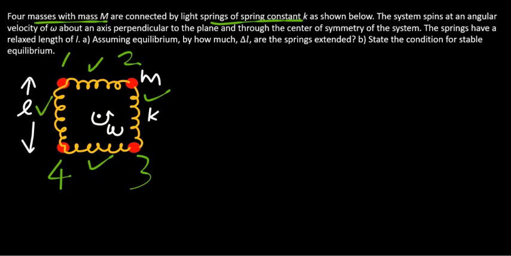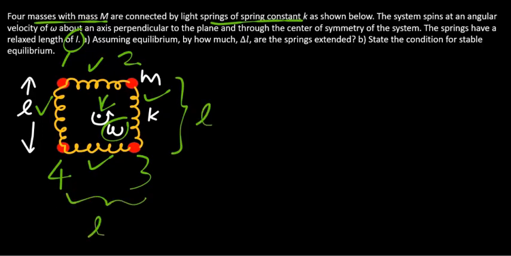The system spins at an angular velocity omega about an axis perpendicular to the plane and through the center of symmetry of the system. So we have represented the axis of rotation with a dot in the middle, and the whole system spins in that manner shown, namely in a counterclockwise direction. The springs have a relaxed length of L, so that distance is L, like that. Assuming equilibrium, how much delta L are the springs extended? And state the condition for stable equilibrium.